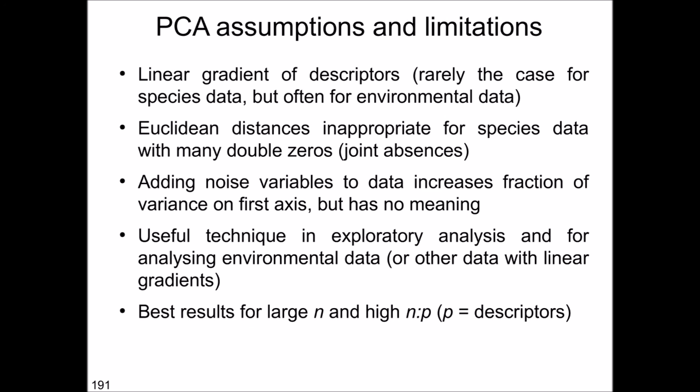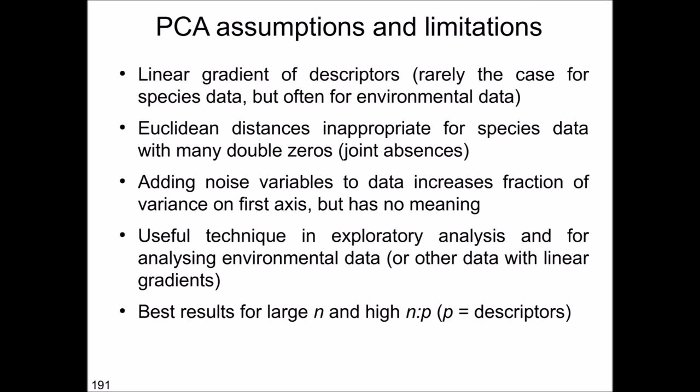Yeah, generally the PCA also assumes that you have a linear gradient of descriptors. This is rarely the case for species data, although you can transform the species data, for example, by Hellinger transformation to achieve a linear relationship. But for environmental data, for example, the soil data that we use or other environmental variables, this is more often given, that we have a linear gradient of the descriptors.